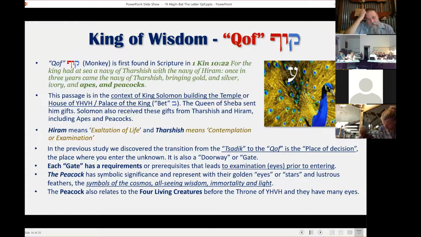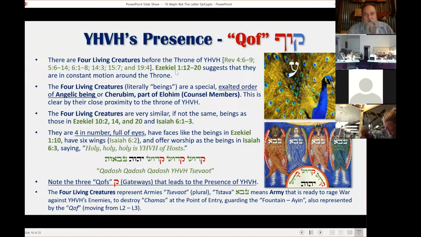And if you read the scripture, there are 4 living creatures that are full of eyes in the scripture as well. So now we see the palace of the king, or the throne of the Almighty, and in front of his throne are these 4 living creatures, and upon them they've got wings, and they're full of eyes, just like peacocks, that depict all-seeing wisdom and immortality and light. So where this is found is in Ezekiel 1 verse 12. It's also in Ezekiel 10 and Isaiah 6, where you get these angelic beings or cherubim.